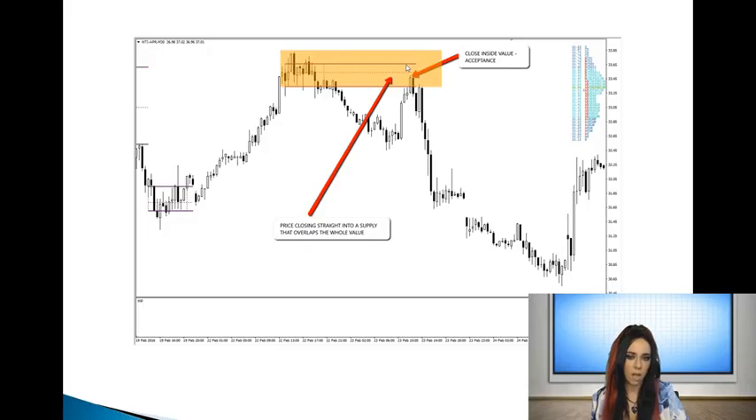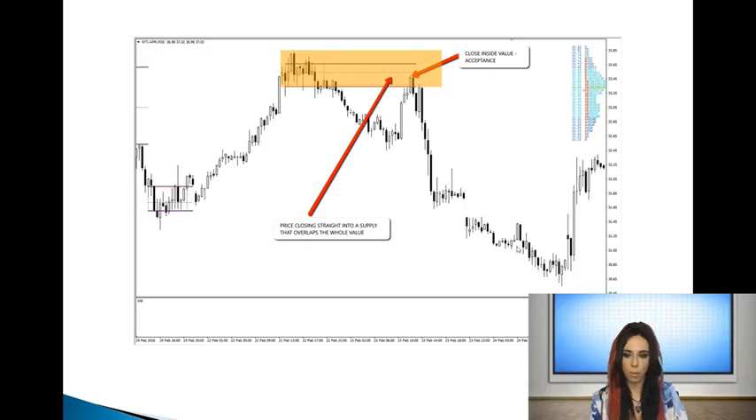So this kind of setup would represent an invalidation of the value area rotation rule because you have a supply in the way. So make sure you're aware of where your 30-minute, 4-hour and also daily supply demand zones are and their respective conterminous lines, and how they're located in relation to your value area that day.